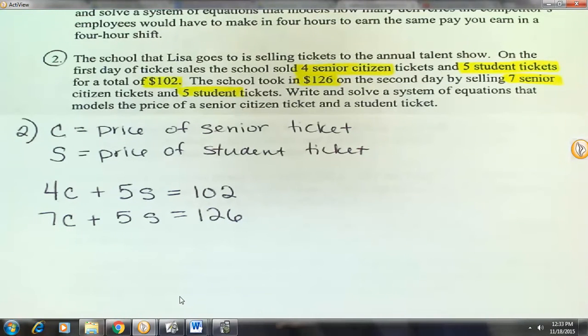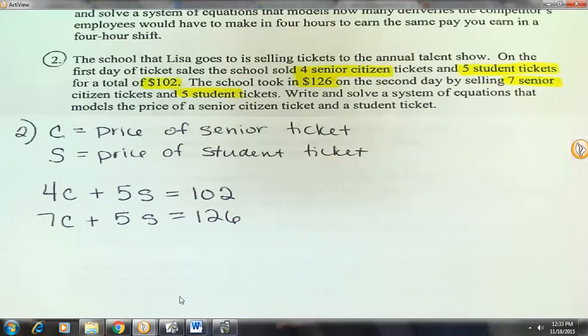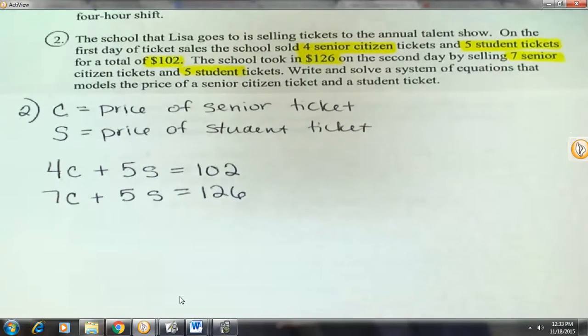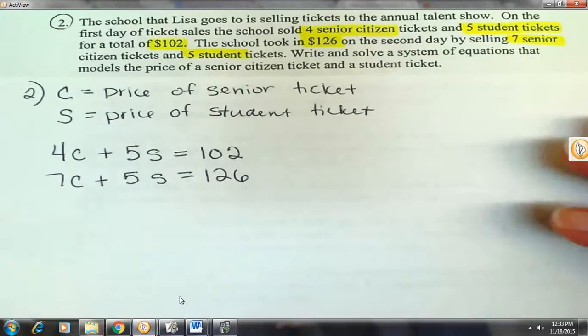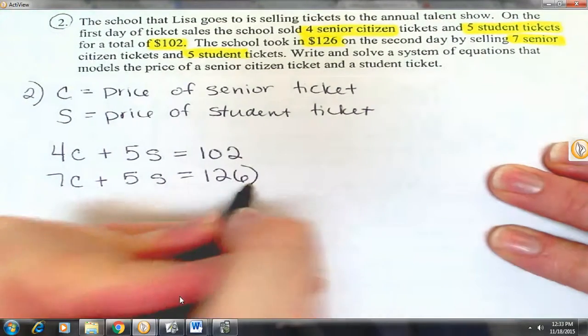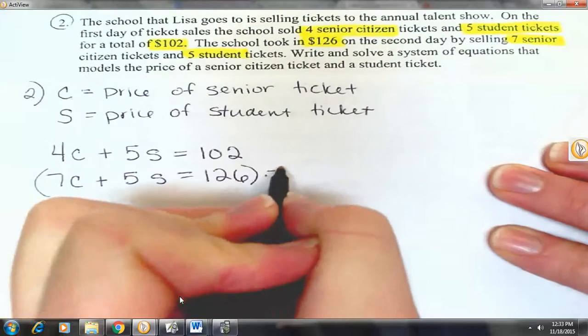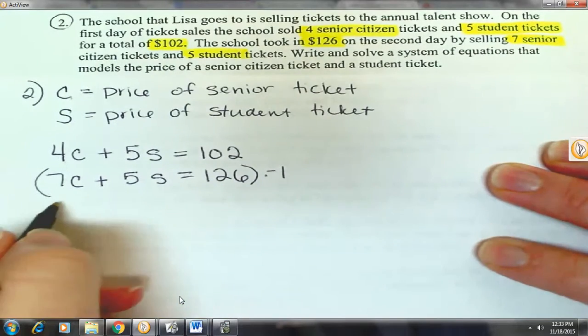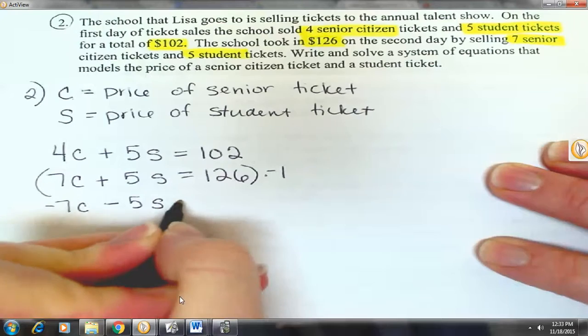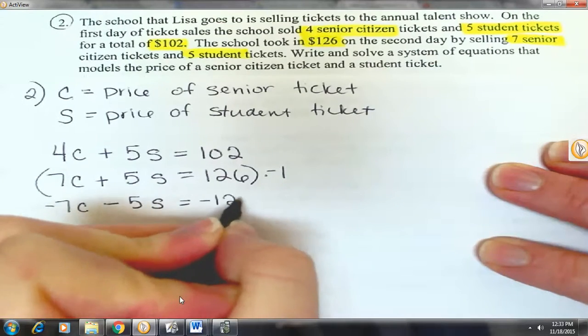At this point, you have a choice. You can use substitution, you could use elimination, and really you could use graphing if you wanted to, but it's probably not going to be your method of choice. For this particular problem, I feel that elimination would be the best choice. I'm going to start by multiplying the second equation by a -1, which will leave me with -7C minus 5S equals -126.